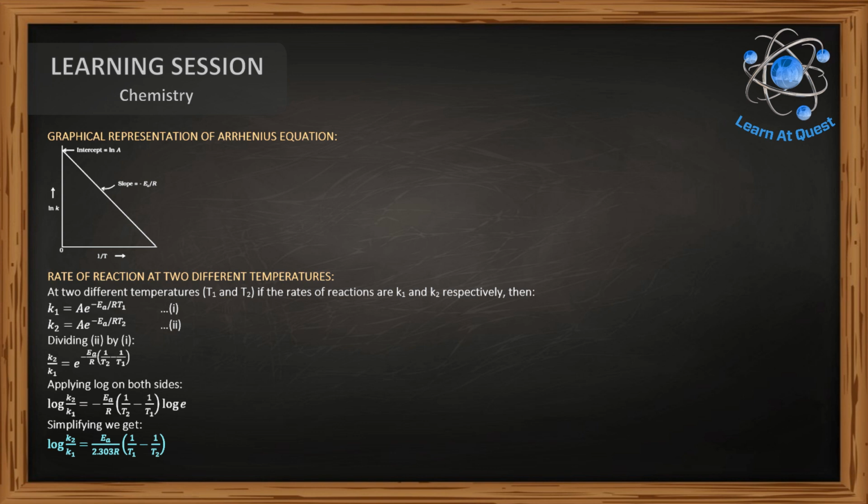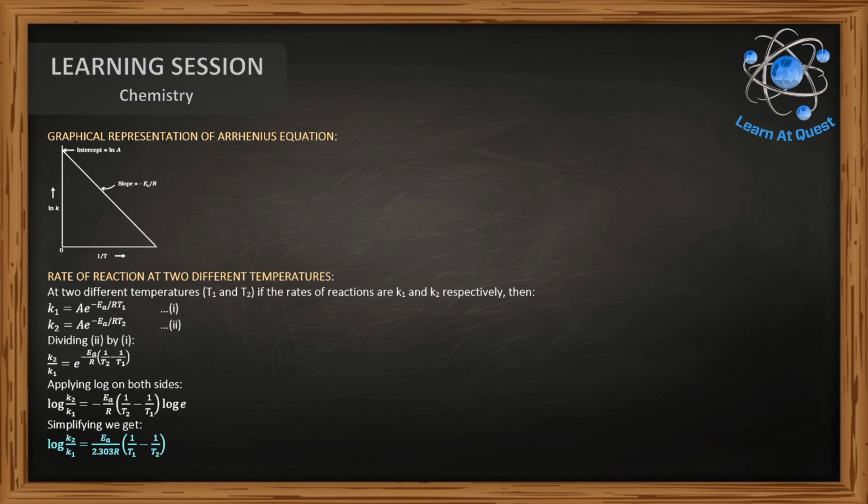Let us now apply log on both sides of this equation. When we apply log on the left hand side of the equation, we get log of K2 by K1, that is log of the rate constant at temperature T2 divided by the rate constant at temperature T1, equals minus EA by R multiplied by brackets 1 by T2 minus 1 by T1, log of e.